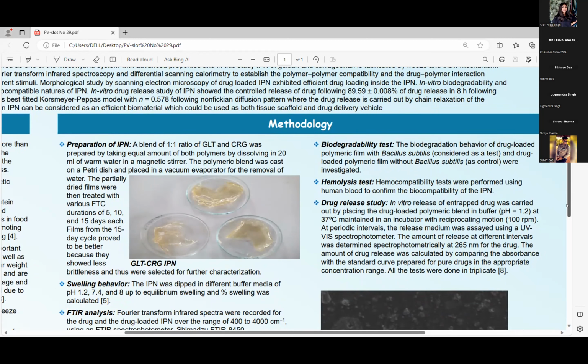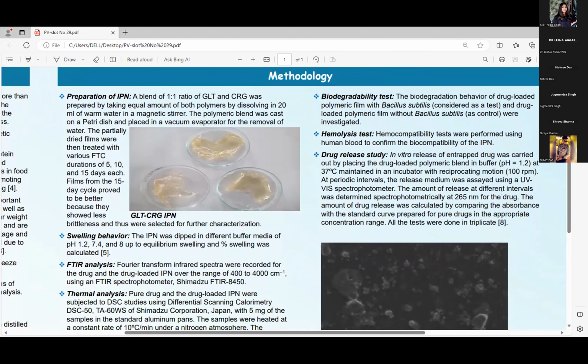The IPN is biocompatible in nature. Now come to the drug release study. I have performed the drug release study. Simply, I have taken the drug-loaded IPN and put it into pH 1.2, and the temperature was maintained at 37 degrees for some time.